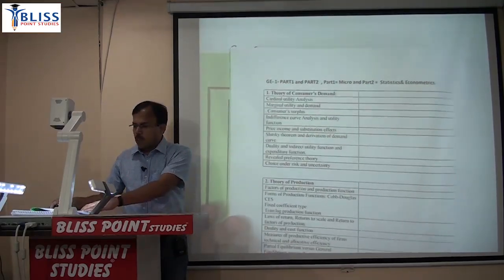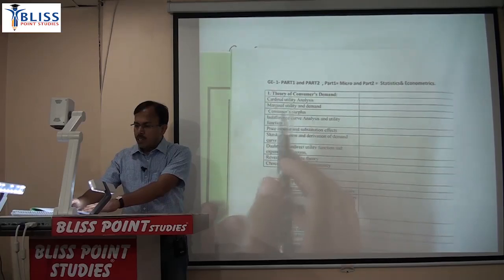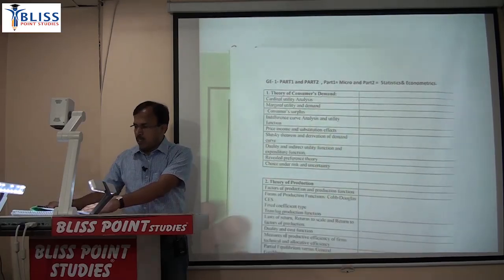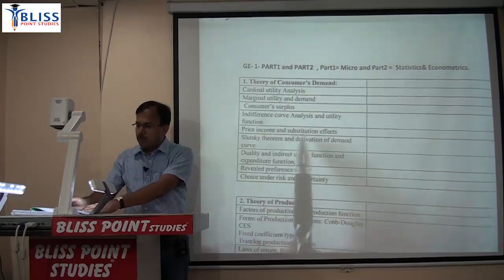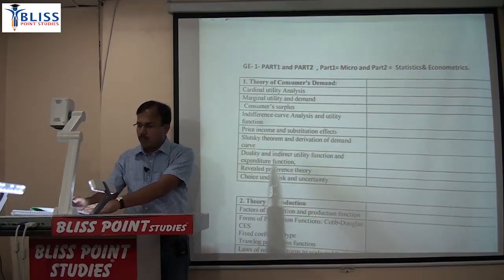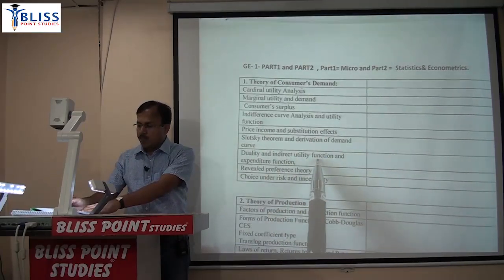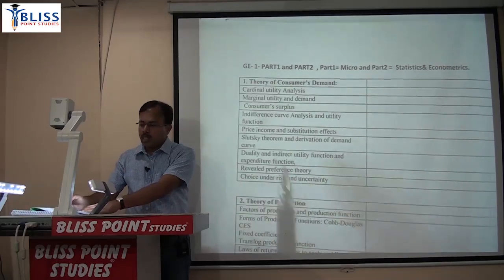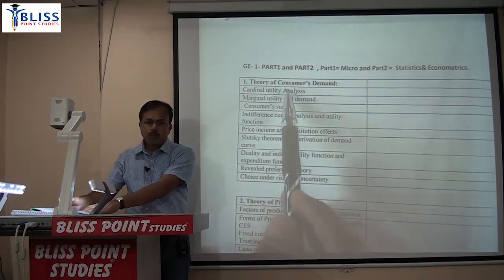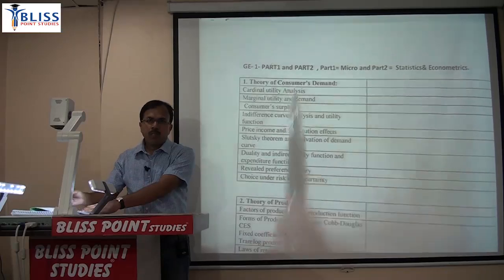This will be your theory of consumer demand: cardinal utility, marginal utility analysis, consumer surplus, indifference curve, price, income and substitution effect, RTC theorem, duality, indirect utility function, revealed preference, and choices under risk and uncertainty. These will be the subtopics for consumer theory.